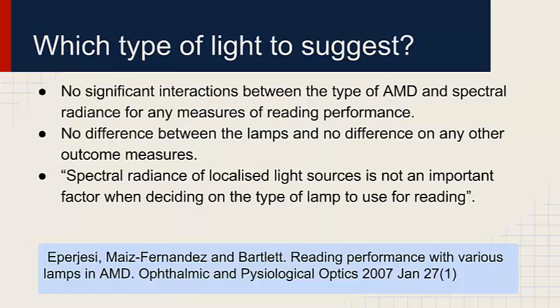All right, so what type of light do you suggest to your patient? Well, I'm giving you a reference there by Apogee and co. This group of researchers investigated reading performance with various lamps in patients with macular degeneration. The researchers agree that people with vision loss due to macular degeneration show improvement in visual function with optimum levels of lighting, because both visual acuity and contrast will improve.